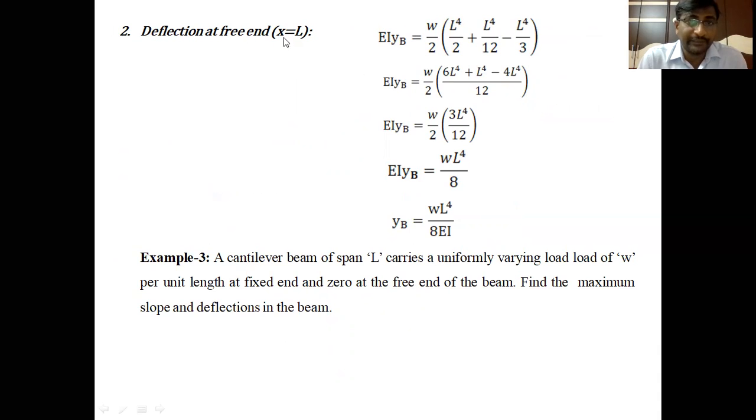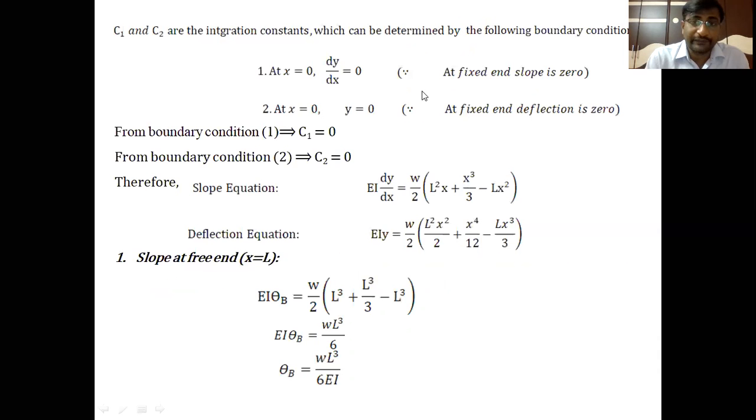Deflection at the free end means at x is equal to L. So by substituting the x value L in the deflection equation, we will get EI YB. YB means deflection at the free end. Whenever we write YB, substitute x value L. What is the deflection equation? EIY equal to W by 2 into the terms. In place of x, if we write the x value L, we can write EI YB equal to W by 2 into L power 4 by 2 plus L power 4 by 12 minus L power 4 by 3.